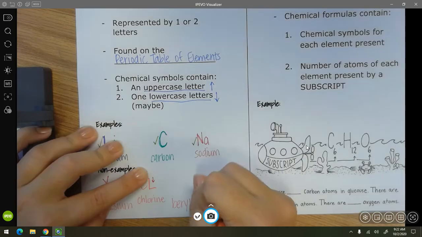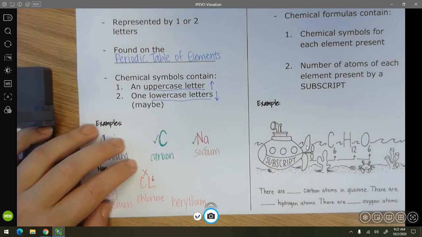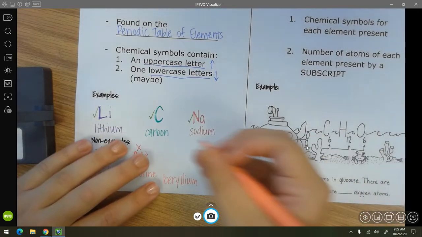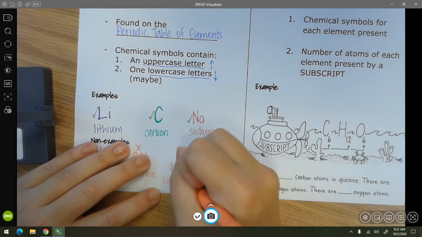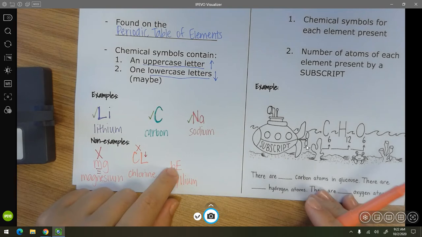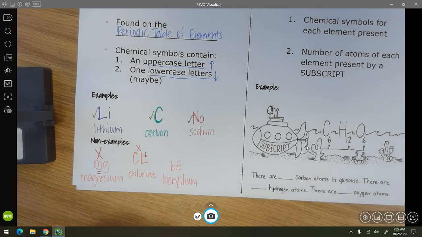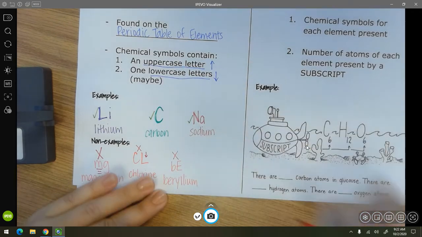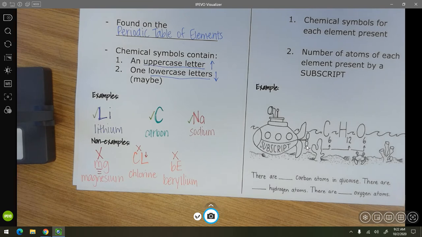That's a funny word. Kind of looks like berry, but it's beryllium. Okay? I've seen people write small b, big E. Nope, they didn't get either of those letters right. The B should be big, and the E should be small.